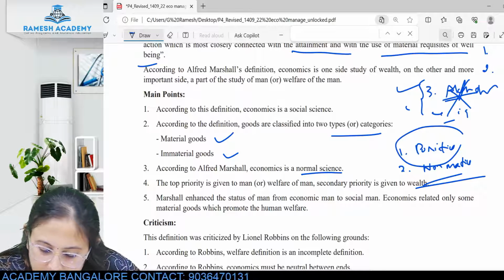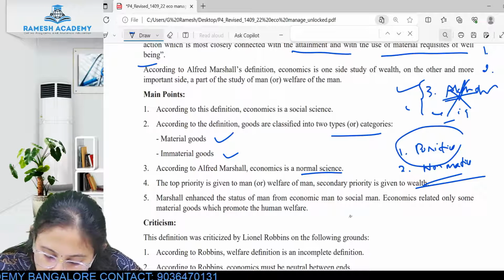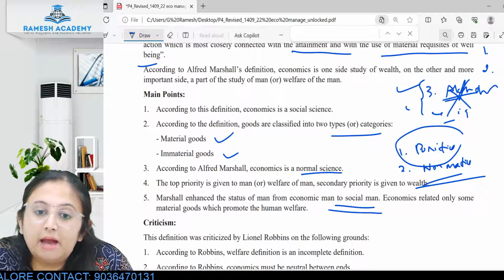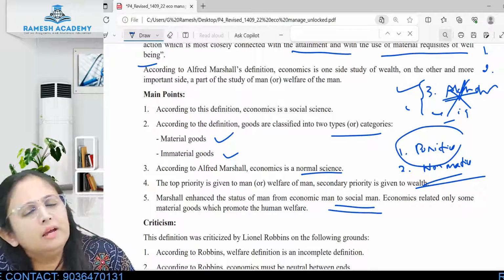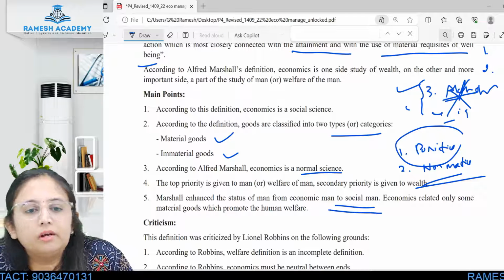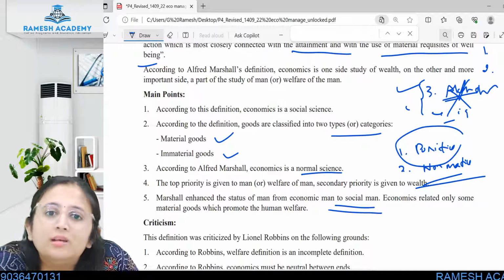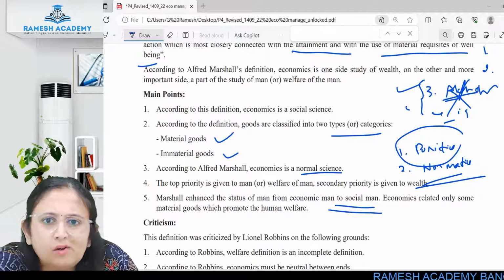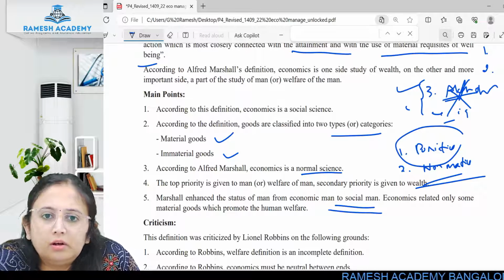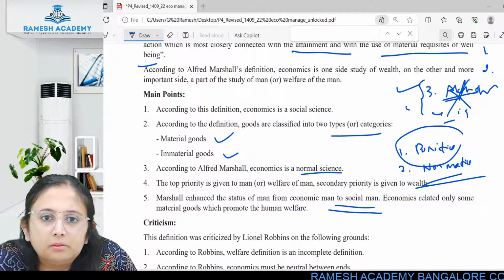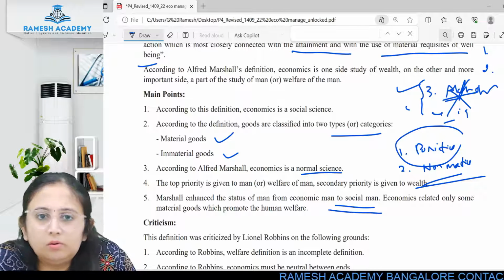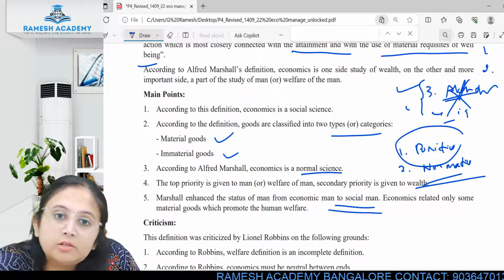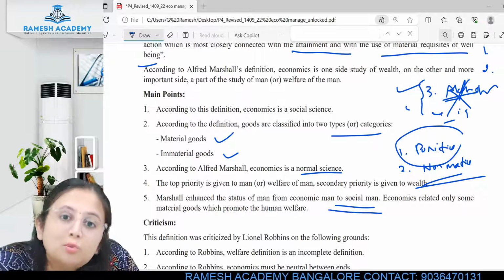Then Marshall enhanced the status of man from economic man to social man. If you observe, Adam Smith said man is an economic man, that means as a human being you are only thinking about earning money. No, Marshall said he is a social man. He thinks about society. His well-being is important. We are not machines simply to work like input and output. We are human beings. We have feelings. We need to understand what is good for us, what is bad for us. So it is a social man.